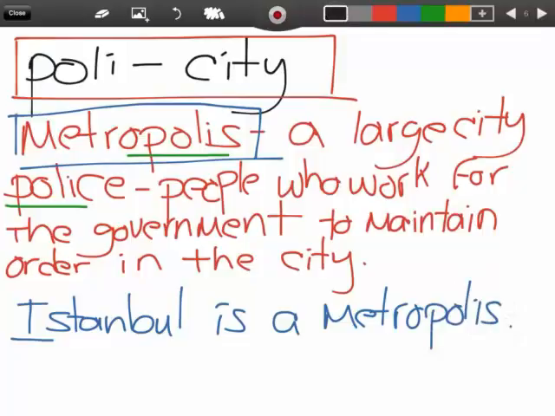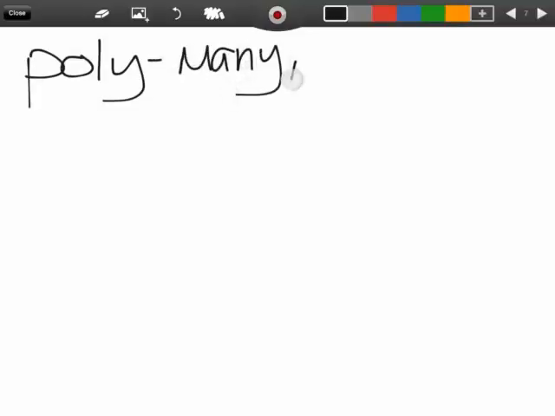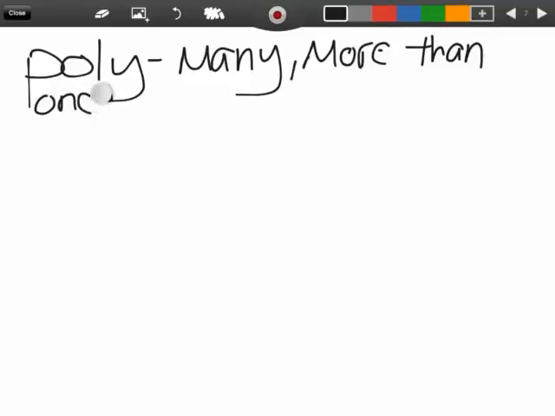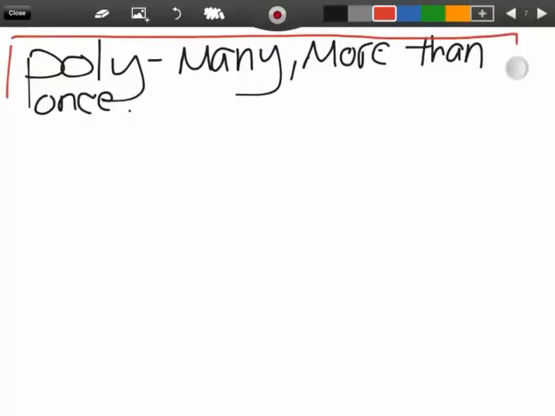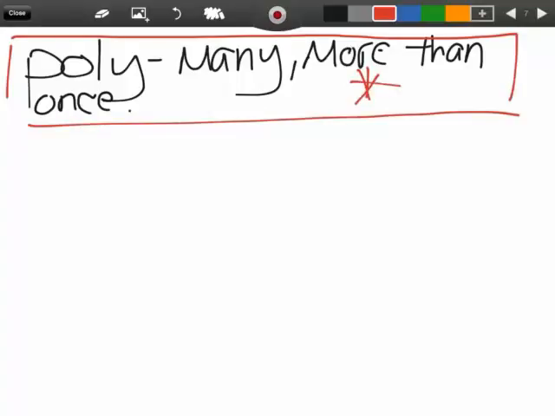Moving on to our next root is poly. Poly means many, more than once. And I'm going to go ahead and underline this or put it in a box because it's a commonly used root. Actually, I'm going to even put a star here to show you how important it is.